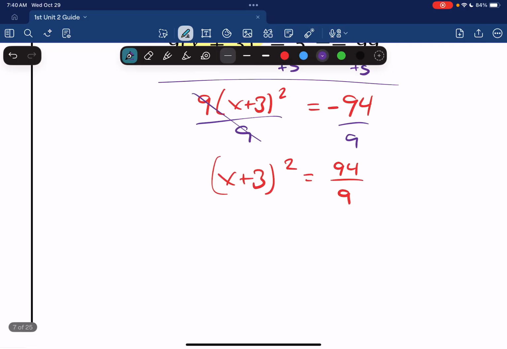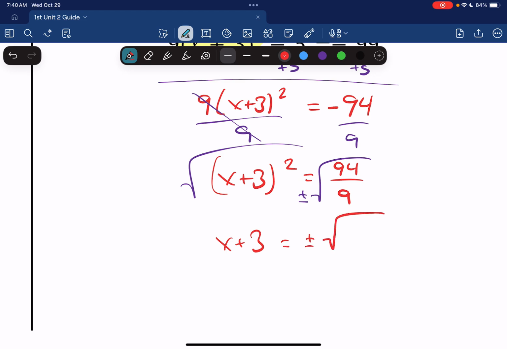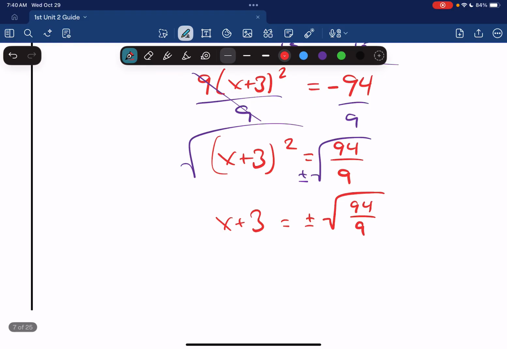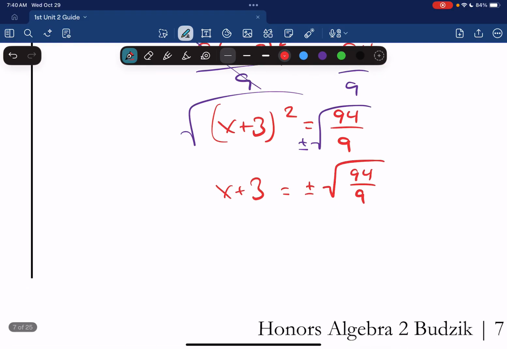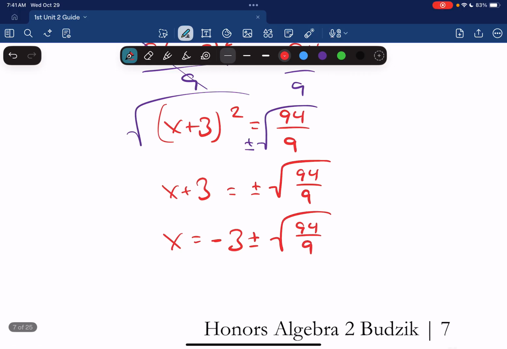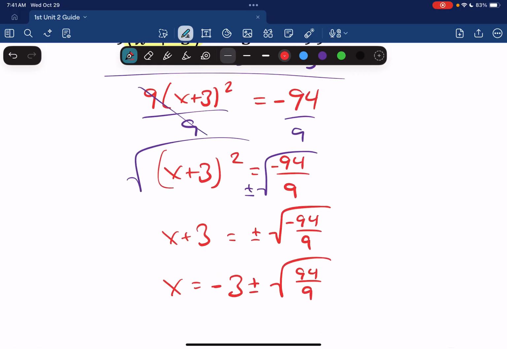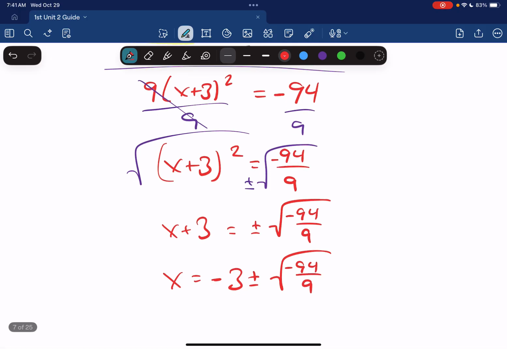Square term is alone, so we're going to square root both sides. And we know by this point, plus or minus. So on the left side, that leaves me x plus 3 is equal to plus or minus the square root of 94 over 9. And then I'm going to go ahead and subtract 3. So I get x equals negative 3 plus or minus the square root of 94 over 9. Now a little side note here. Oh, and sorry, these should be negative 94s. Forgot to carry that negative down.